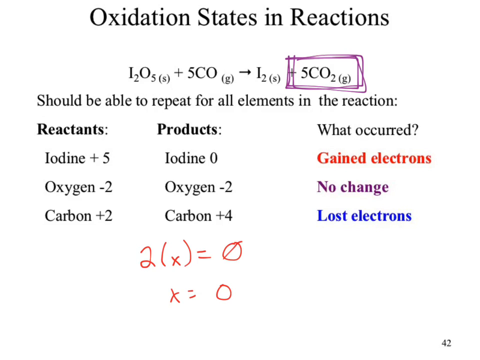Thankfully, I don't have to worry about the oxygen now. What happened to the carbon? It went from a +2 to a +4, so it increased in number, so of course it lost. How is an increase equal to a loss? Electrons, which are negatively charged. Okay?